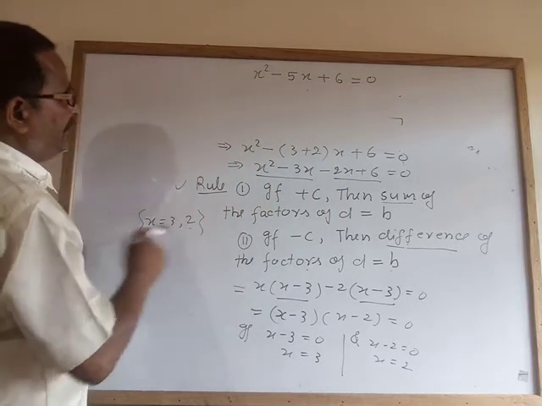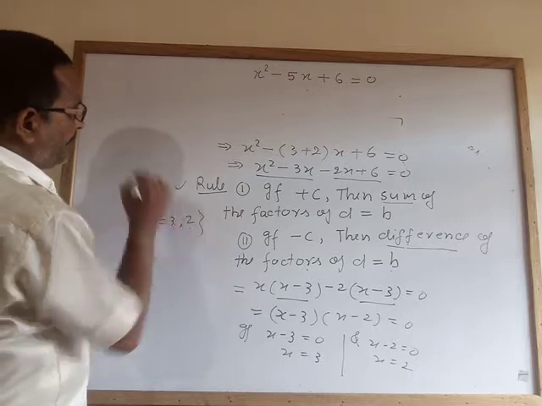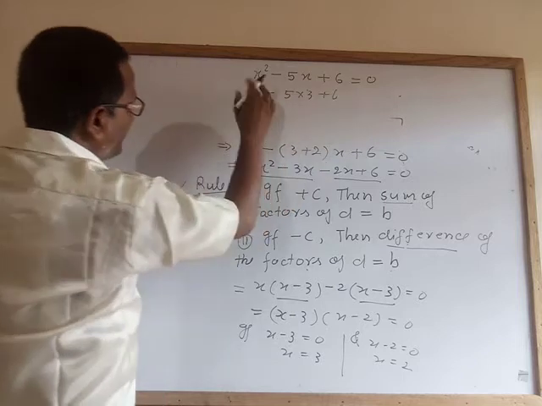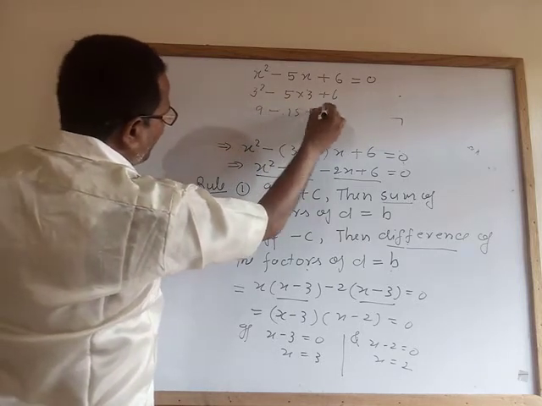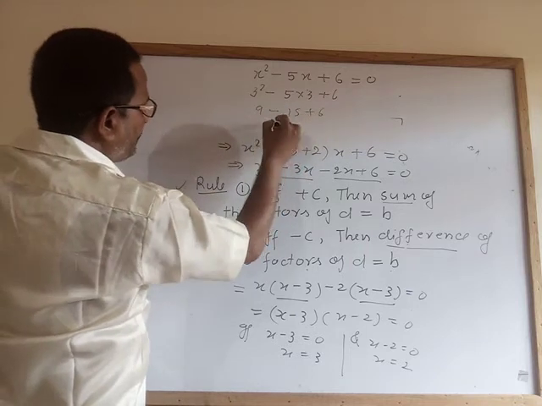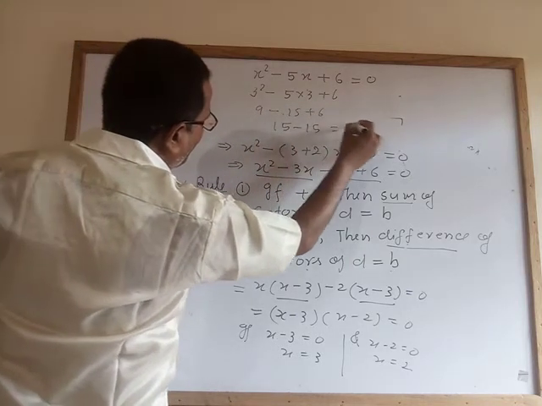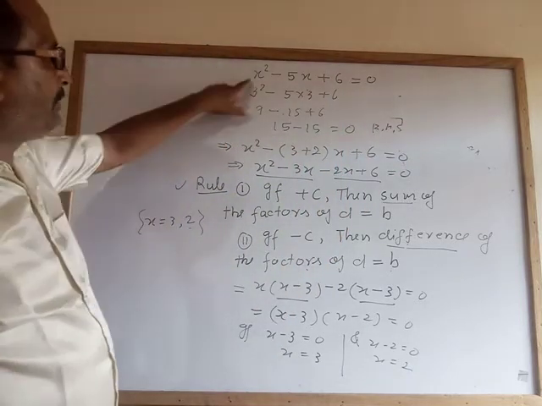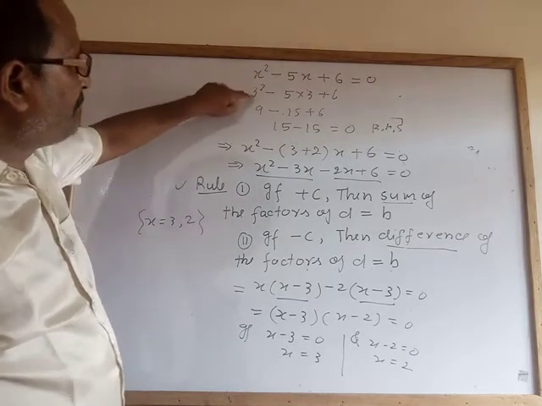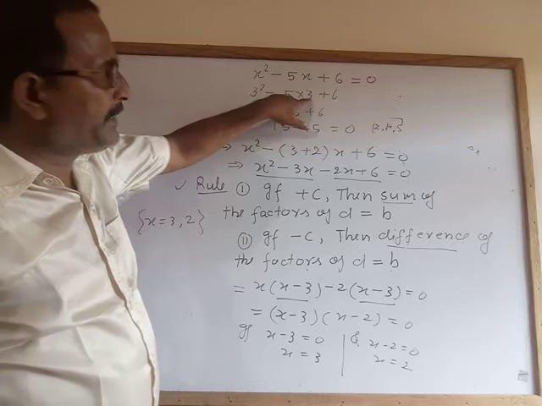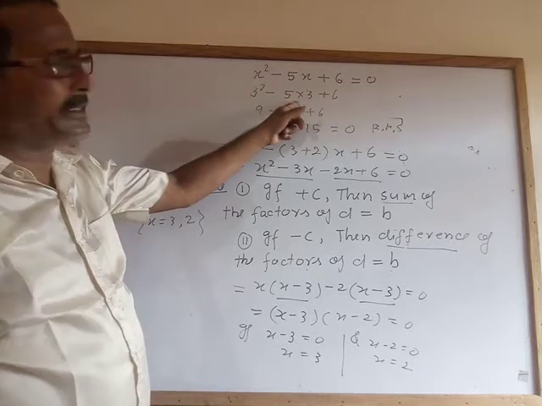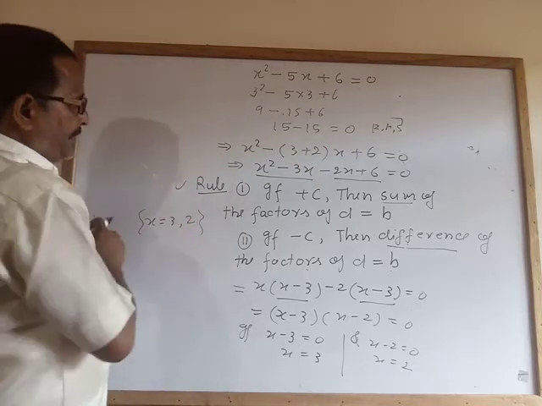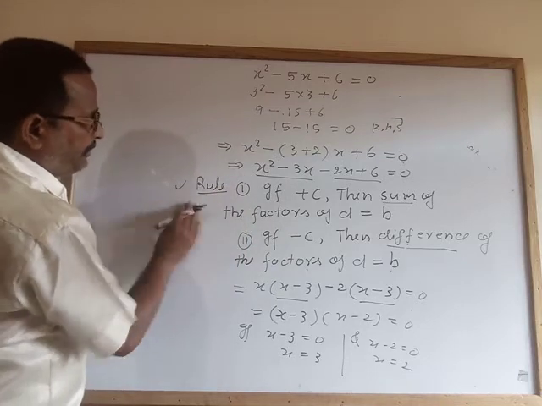This is the solution. Now I am going to put here 3. 3 square minus 5 into 3 plus 6. 3 square 9 minus 15 plus 6. 9 and 6, 15, minus 15 is equal to 0, right hand side. It means 3 is the solution of this equation. Similarly, you put 2: 4, here 10, 5 twos are 10, plus 6, 6 and 4 is 10, minus 10, 0. Means both are the solutions of the equation. This is according to the first rule, when c is positive.